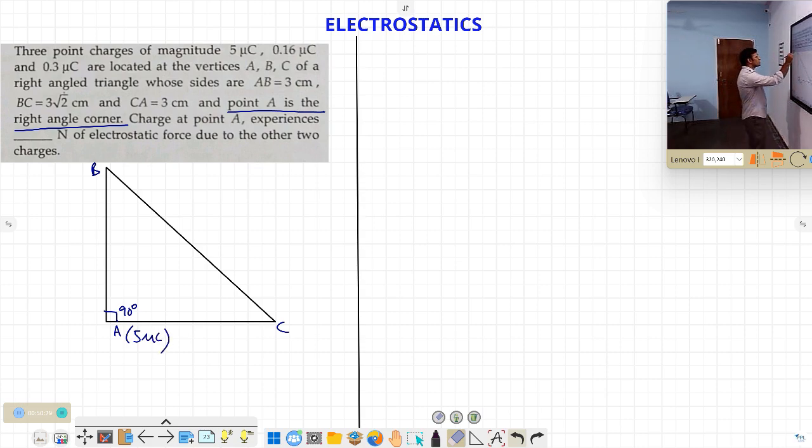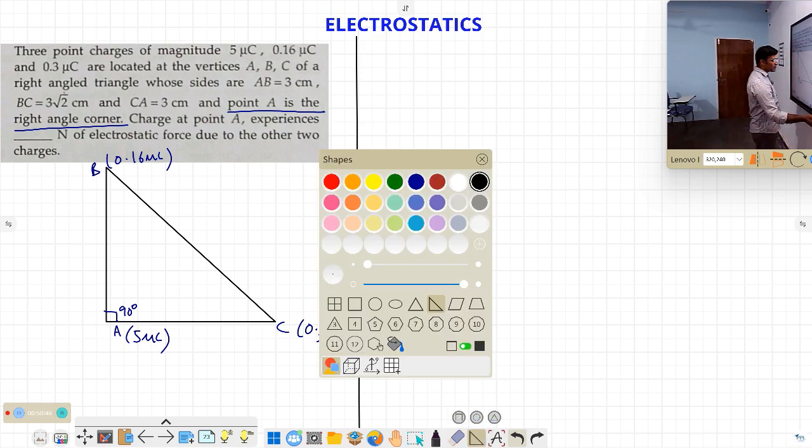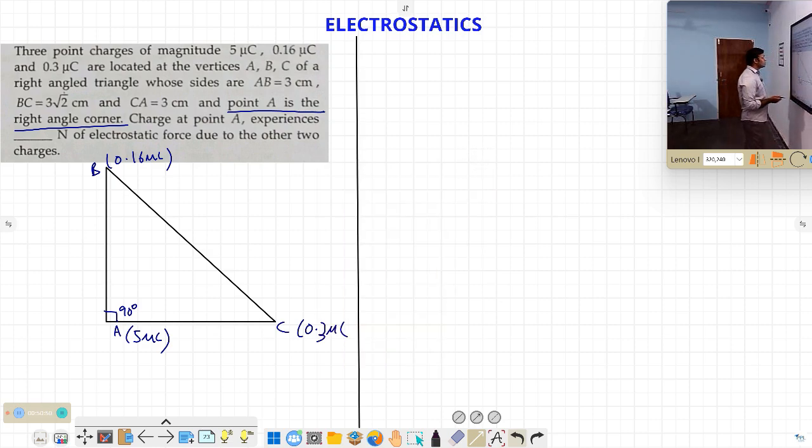Now, B point. What is the charge? That is 0.16 microcoulomb is the charge here. C point, that is 0.3 microcoulomb is the charge here. So we need to find the force experienced at A in terms of Newton. We take the direction of the force because it is a system of 3 charges influencing each other with a force of repulsion, because all 3 are positive charges.